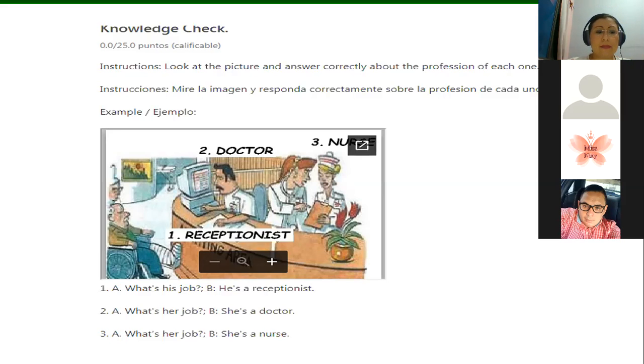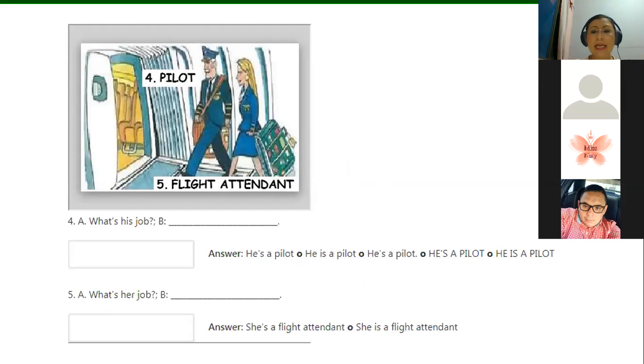Look at here. It says, number... In this case, we have a doctor, we have a nurse, and we have a receptionist. So the question one says, what's his job? He's a receptionist. Number 2A, what's her job? She's a doctor. What's her job? She's a nurse. And here it says, what's his job? The answer can be, he's a pilot. Look that in this case, you're using the contracted form. The other possible way to answer this question is, he is a pilot with no contraction.